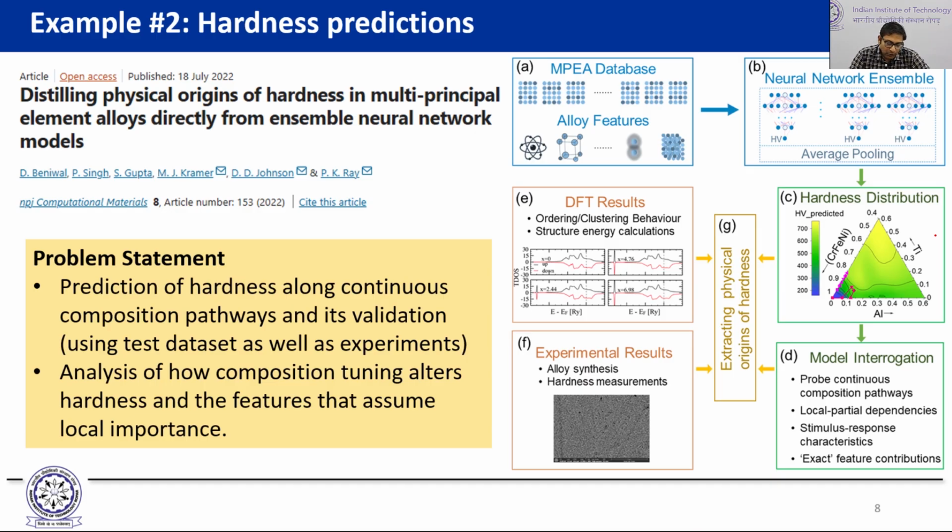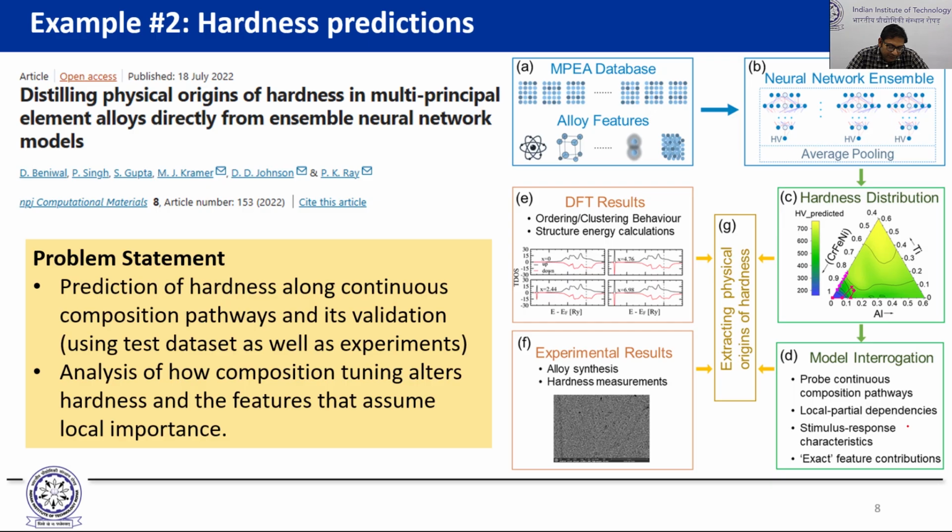Once you run the model and have your outputs, the next part is to do the model interrogation, which is done by probing continuous compositional pathways, looking at the local partial dependencies. So this is basically the COSMO type of thing that we were discussing in our last lecture.